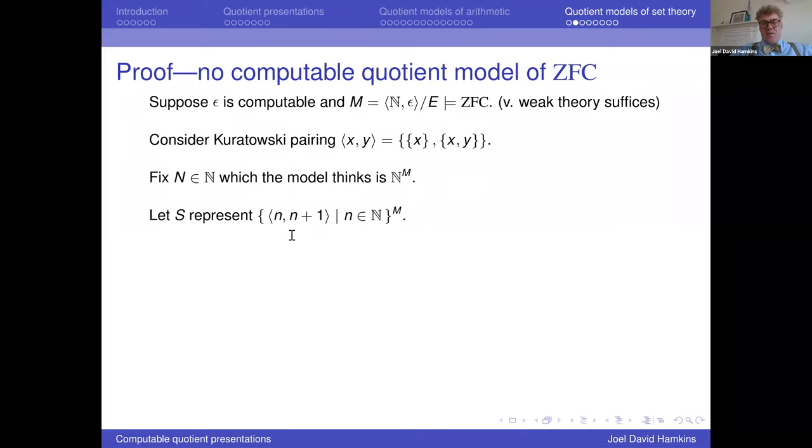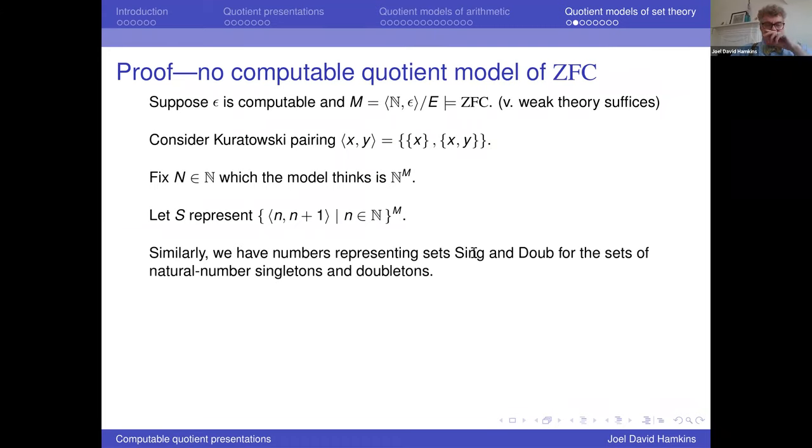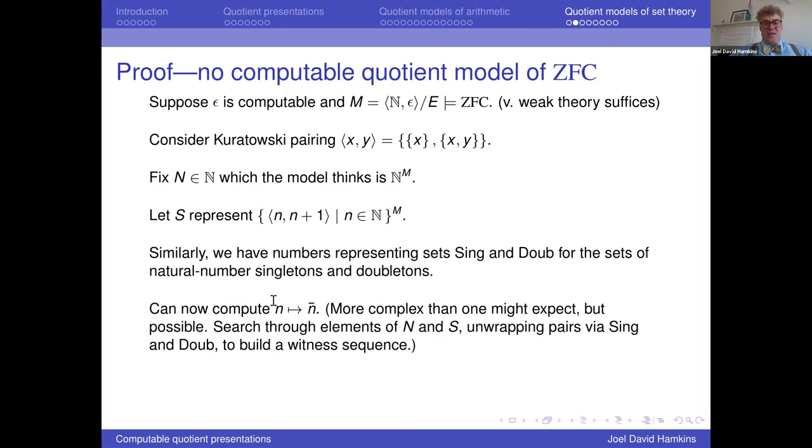And it has a set that represents the successor function on the natural numbers. And it has a set that represents the set of singletons of natural numbers, and another set that represents the set of doubletons, I mean, sets with exactly two elements of natural numbers. And now, using all these parameters, I can compute the function that takes a number n to the set that's coding it inside the model. And it's just irritating. It's more complex than you expect.